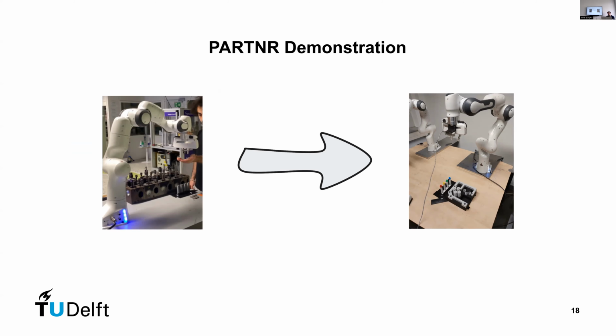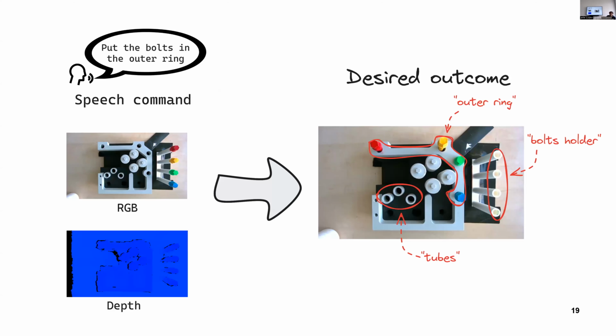Next to the simulation results, we also did a demo with this method that's similar to a diesel engine assembly task, but very much simplified. So we use a very simple model of this diesel engine, and we have simple bolts that we would like to place into this diesel engine, based on speech commands by some human operator, and we would like to teach the robot to execute this task. So this is what this looks like.